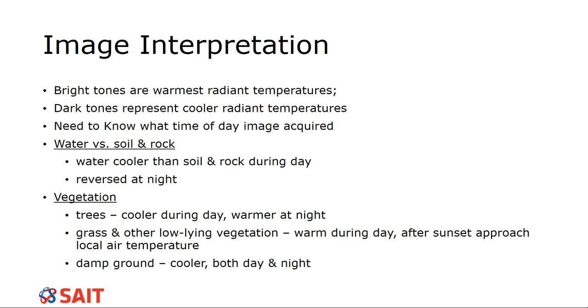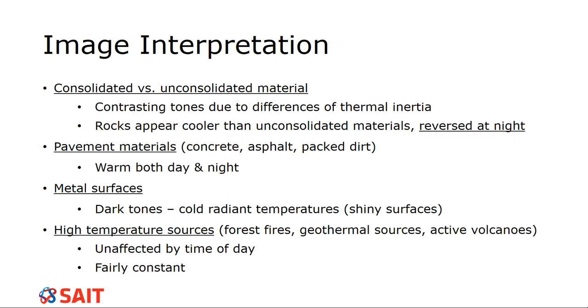Vegetation itself, trees are cooler during the day and then warmer at night. And yes, they are, even though you might feel the leaves and you're like, it doesn't make a difference. But yes, that's true. They appear cooler during the day and warmer at night. Grass and other low-lying vegetation is warm during the day, and then it approaches local air temperature after that. And then damp ground is cool all the time. So you always see the cool. It always appears really dark.